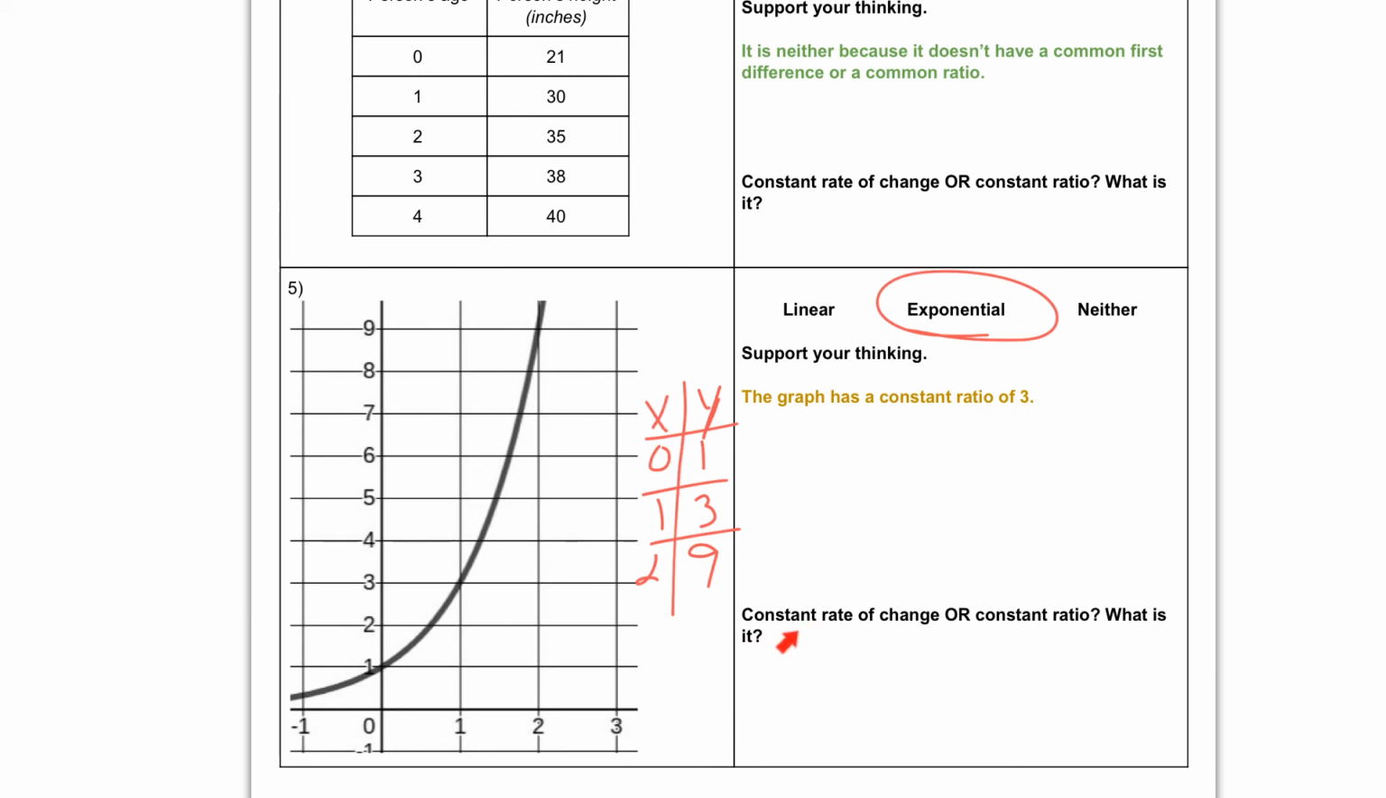And then down here, again, constant rate of change or constant ratio. We talked about that already. There is a constant ratio, and that constant ratio is 3.